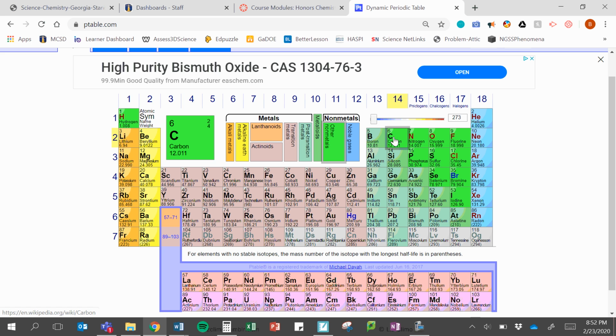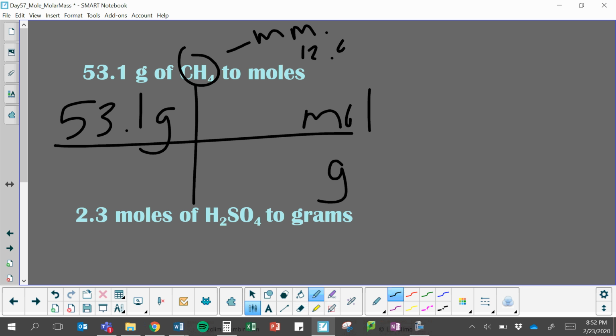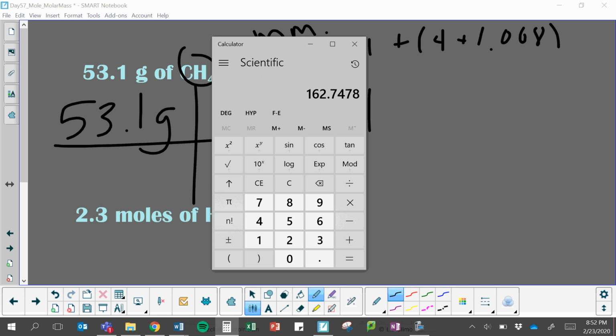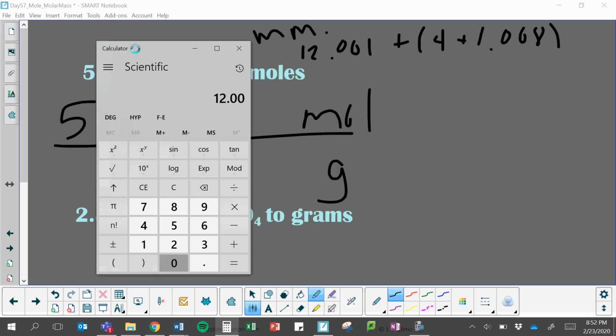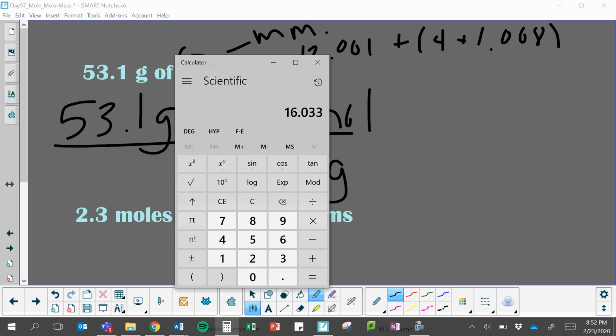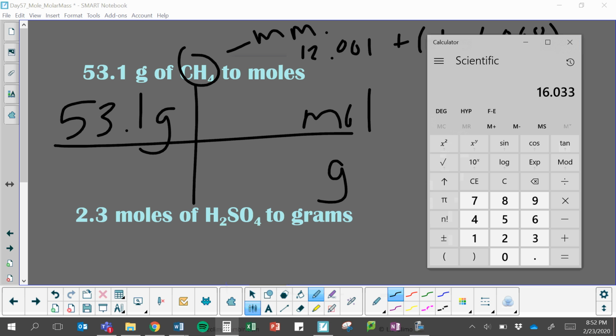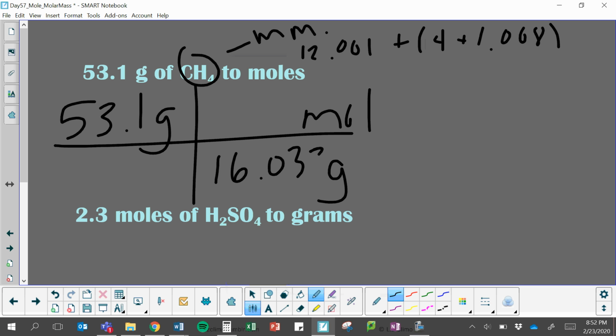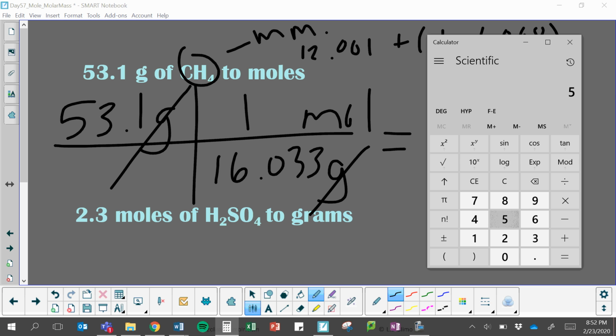So carbon is 12.001 plus our 4 hydrogen, 1.008. So we can put that in here. We can do 12.001 plus 4 times 1.008 equals 16.033, and that goes with our grams. We put a 1 up here. Our grams cancel and we're left with moles. So that means we need to do 53.1 divided by 16.033.